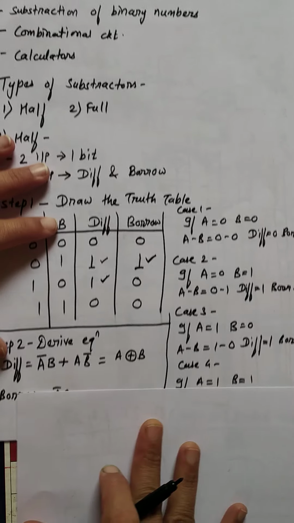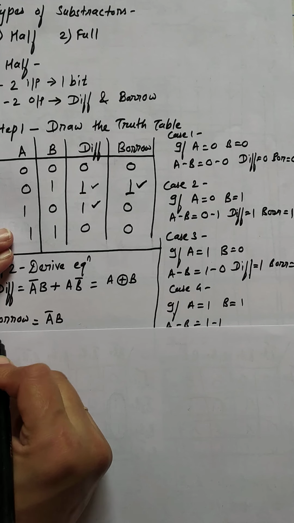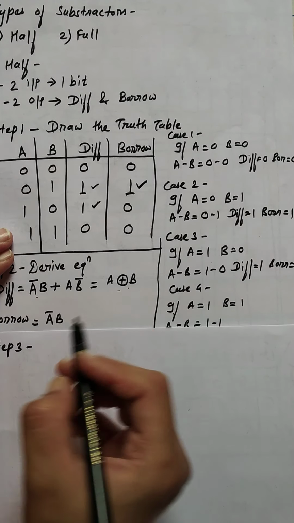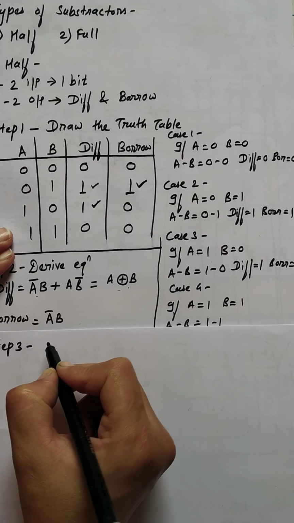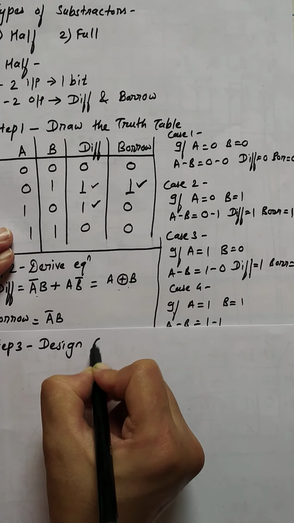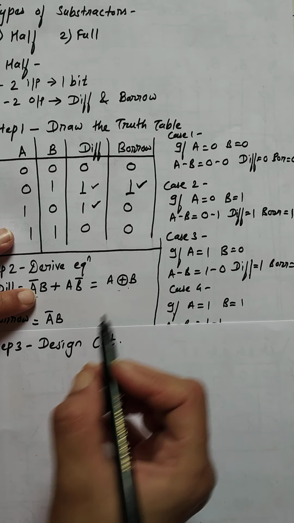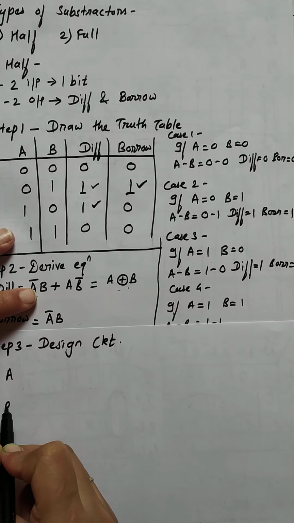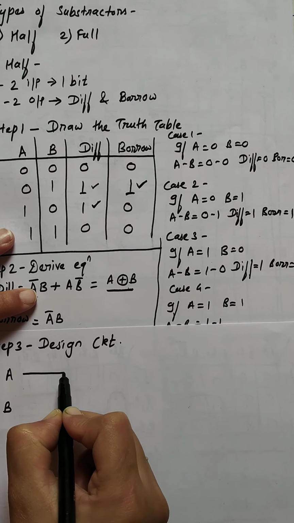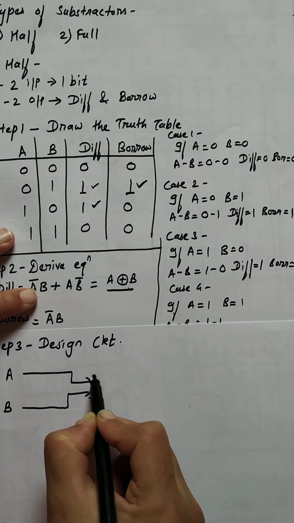To draw the circuit, I'll require these simplified expressions, right? Actually step 3 is simplification, but we had already simplified this equation here. So I'll directly jump to the circuit diagram, right? Design the circuit by using logic gates. Here you can see that for A XOR B, 2 inputs are required. So I will take 2 inputs, and for implementing this equation I'll require an XOR gate. I will give A and B as inputs to the XOR gate. This is the symbol for XOR gate.